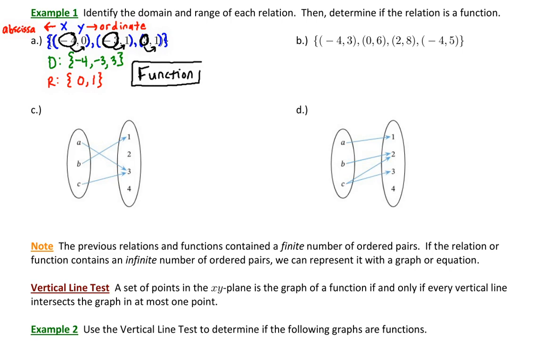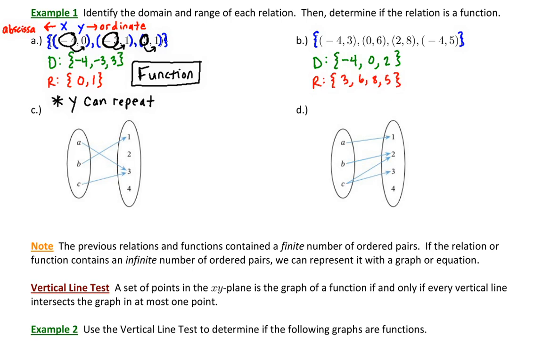Now that can be a little bit confusing, so you may want to make yourself a note. In a function, the y value can repeat. Let's take a look at our next example. Again, we have a set of ordered pairs, and we want to form the domain by picking off the first component of each ordered pair. So the domain consists of elements -4, 0, 2, and then -4 repeats again. The range is going to be the second element of each ordered pair. This includes 3, 6, 8, and 5.